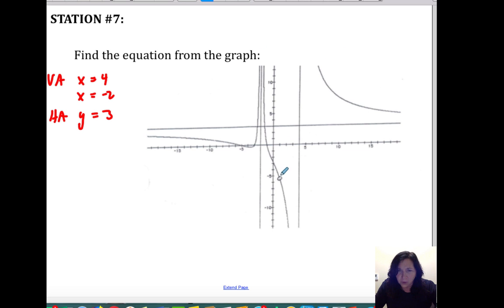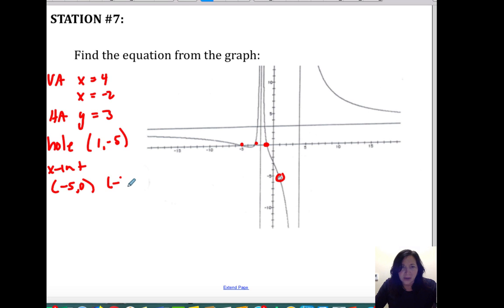It does look like I have a hole here. It looks like it's at 1, -5. So we're going to say hole at 1, -5. For x-intercepts, it looks like there's one here and here, and here. Looks like I have 3 x-intercepts. So my x-intercepts are going to be at -5, 0, -1, 0, and -3, 0. And I think that's all the information that I have.